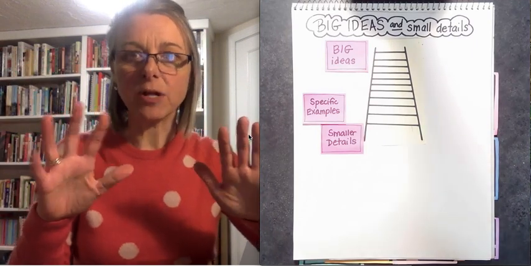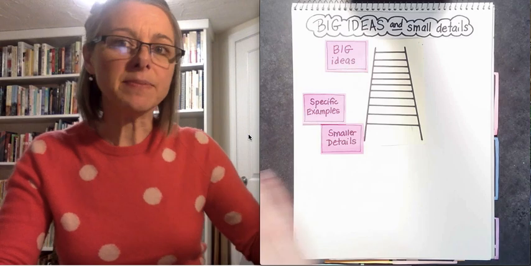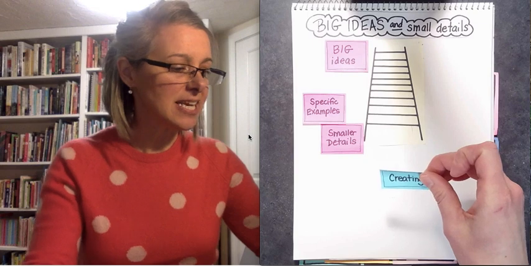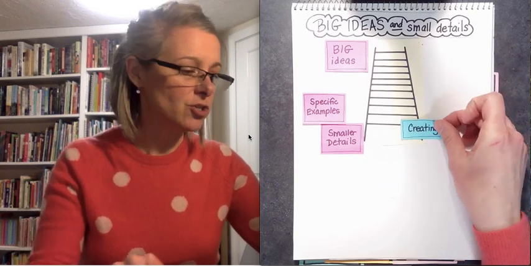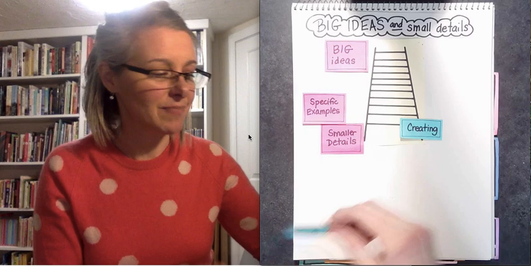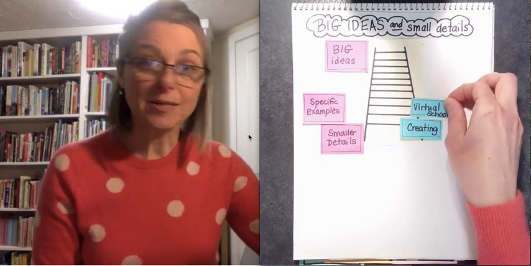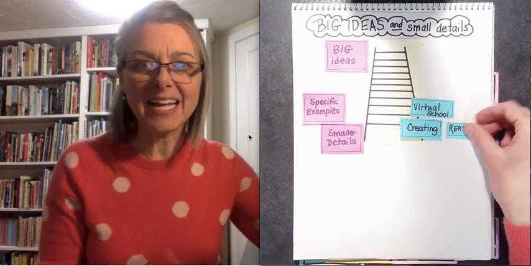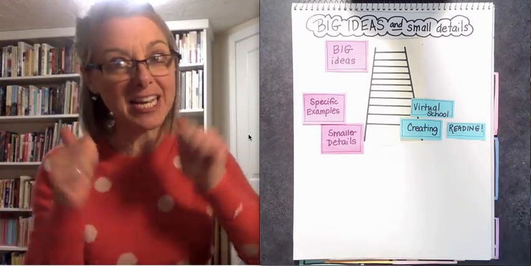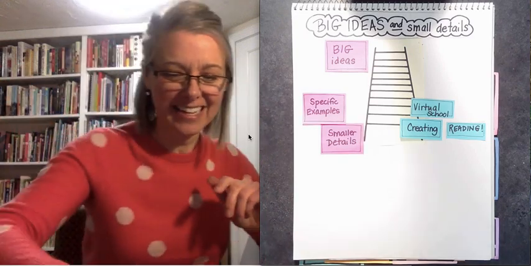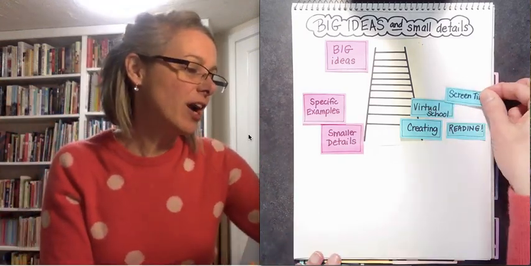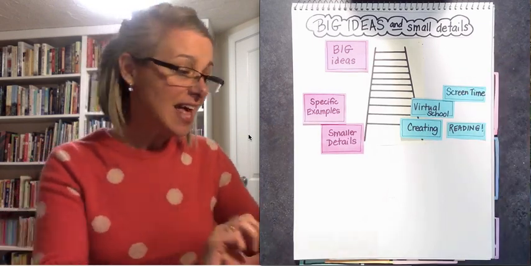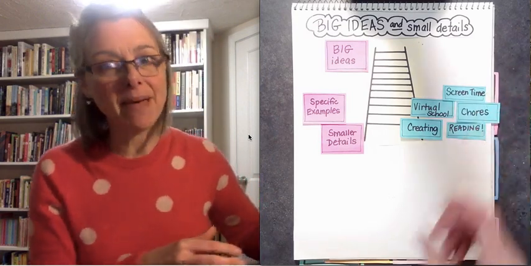Let me give you an example of what this looks like. So I might be writing in my journal, and I might be starting to keep track of some of the smaller things that I'm doing during the day. Maybe I did some creating. I painted a rock. I attended a class during my virtual school. I did some reading. You know I have to get the reading in there. Absolutely. Reading every day. Every day! I had some screen time where I was playing a video game or doing a Zoom call with my family. And I also did some chores. I made my bed. I cleaned the bathroom.